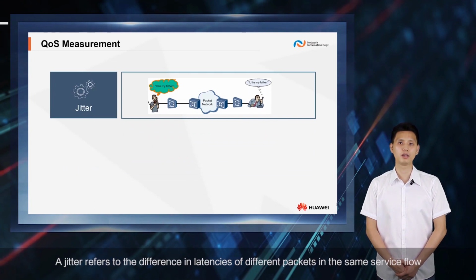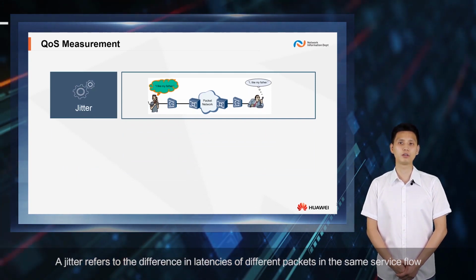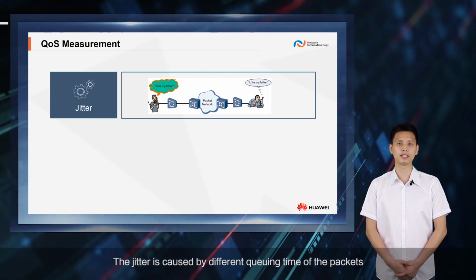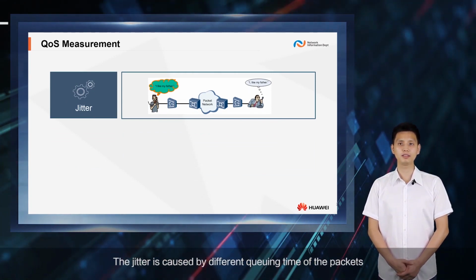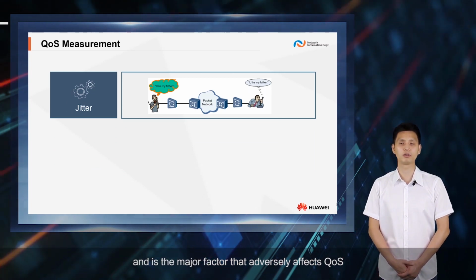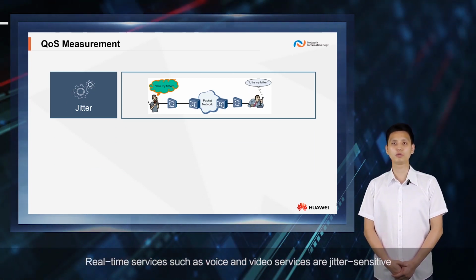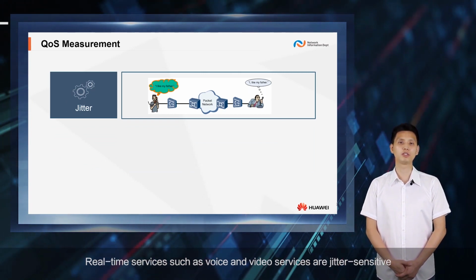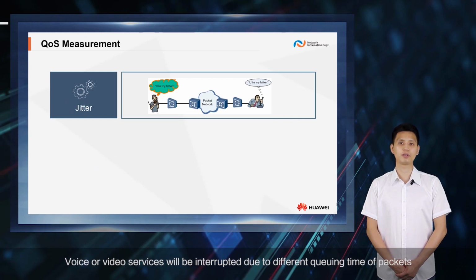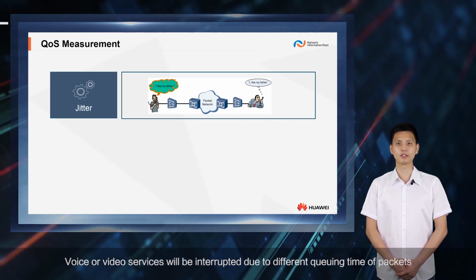A jitter refers to the difference in latencies of different packets in the same service flow. The jitter is caused by different queuing time of the packets and is the major factor that adversely affects QoS. Real-time services such as voice and video services are jitter sensitive. Voice or video services will be interrupted due to different queuing time of packets.